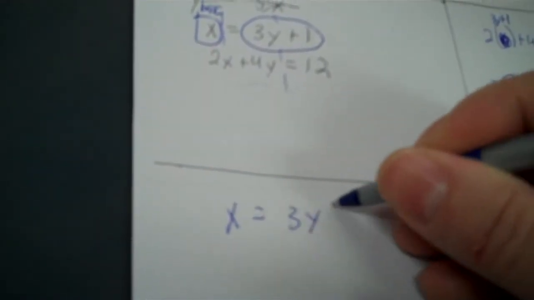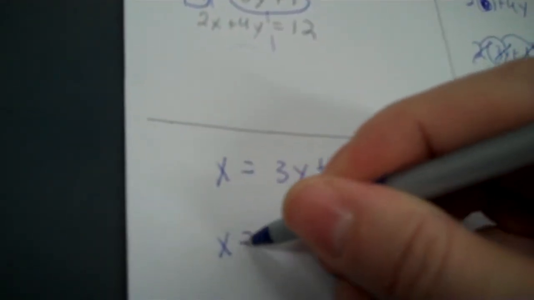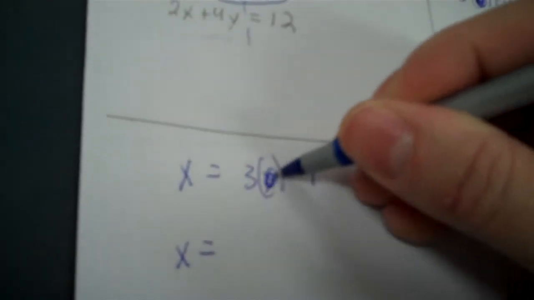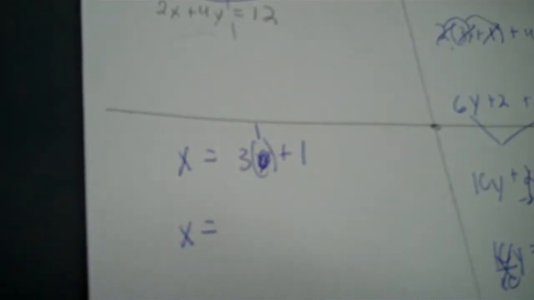Now to find your x, use the equation where the x is by itself. That's why you get it by itself. So put 1 in for your y. And then we have 3 times 1 plus 1. 3 times 1 is 3 plus 1 is 4. So 4, 1 is the answer there. Okay, next problem.